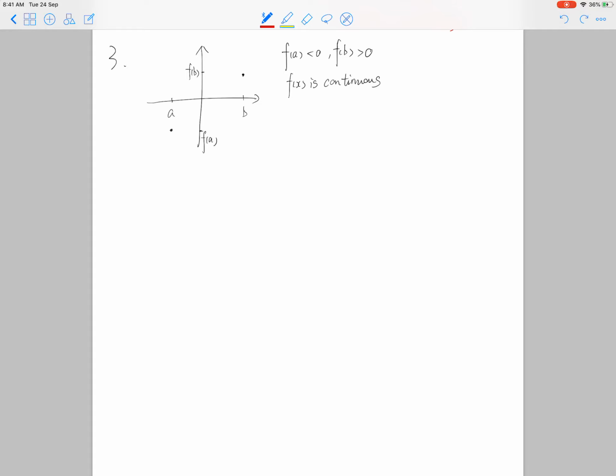So if that holds, then there exists a point C between A and B. We don't know this point, but we know there exists such a point strictly between A and B, such that f(C) is 0. It just means no matter how you connect these 2 points, you will find a C such that f(C) is 0. So you do it this way, then this is your C, f(C) is 0. You don't know where this point C is, but you know it exists.